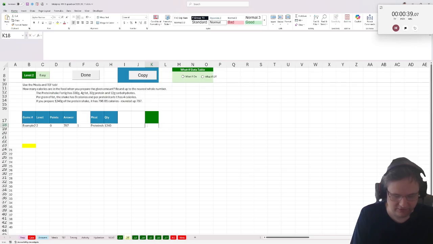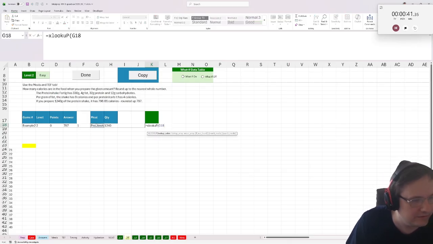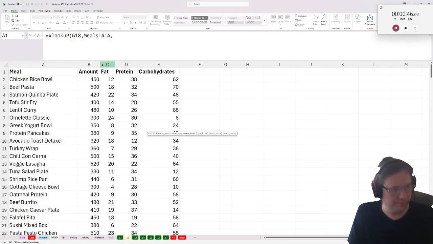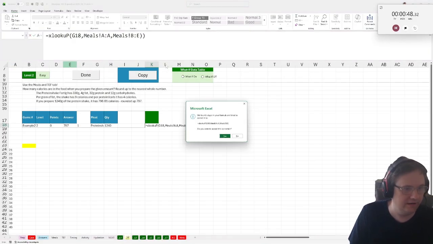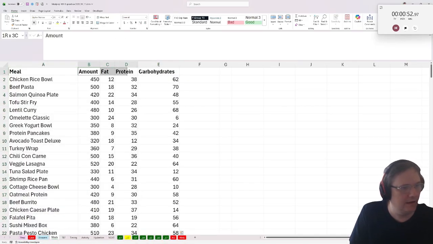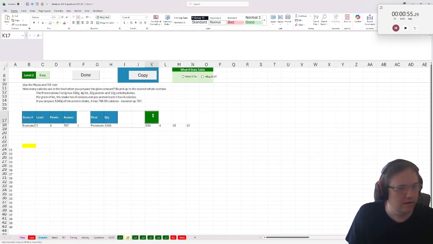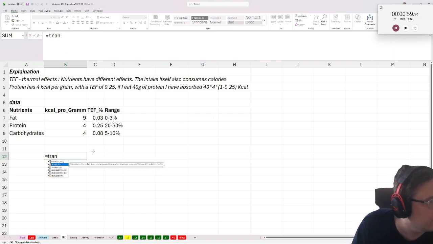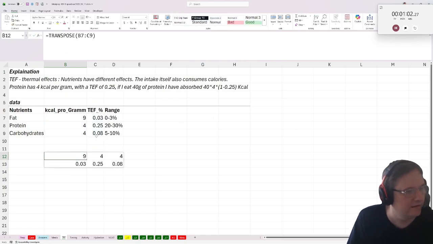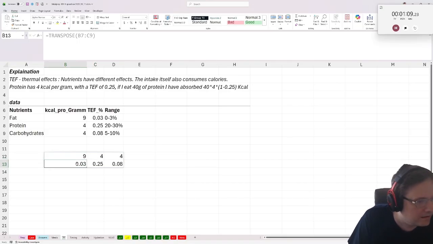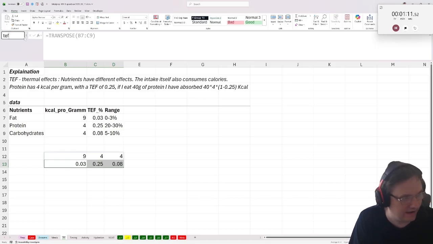Now I've got to actually look up the food data, right? So I take this and look up on here, returning all the data. And I'm going to keep my column heading so I can keep track of this. And I need this TEF data too. So transpose this. This is KCal per gram, and this is the TEF percentage.